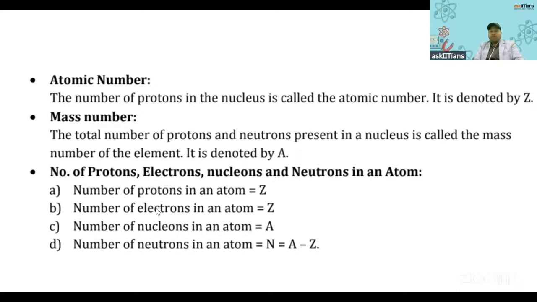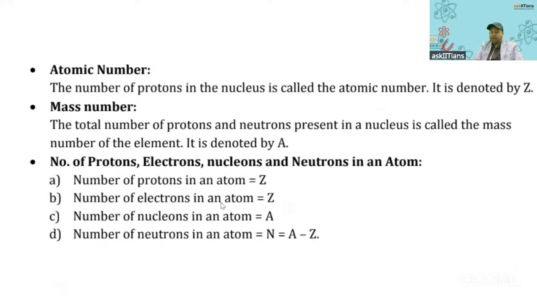So what is the number of protons? Z. Number of electrons? Z, because electrons must be equal to the number of protons in a neutral atom. Number of nucleons is A. If I want to find the number of neutrons, sometimes this question might come in MCQs. You are given A and Z, and you are asked the number of neutrons. The number of neutrons is A minus Z. Got it?